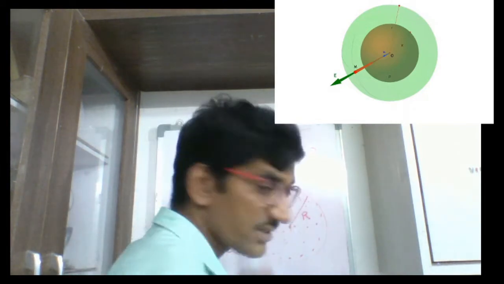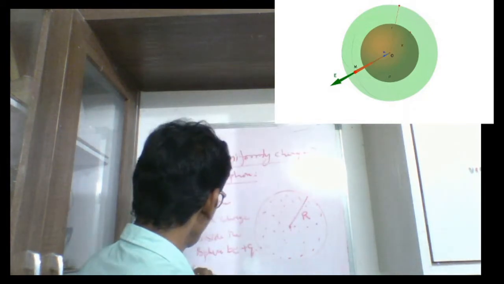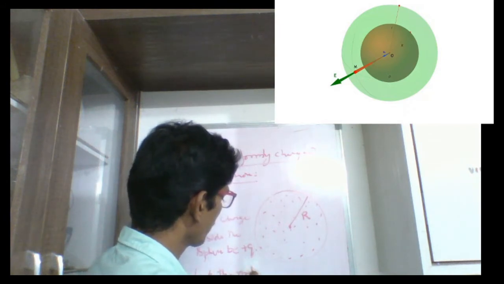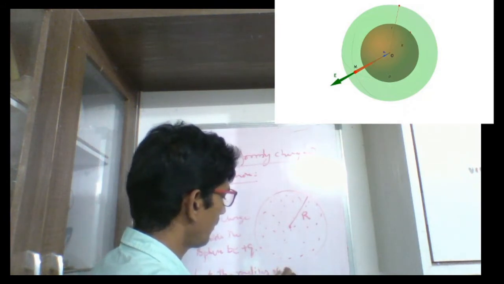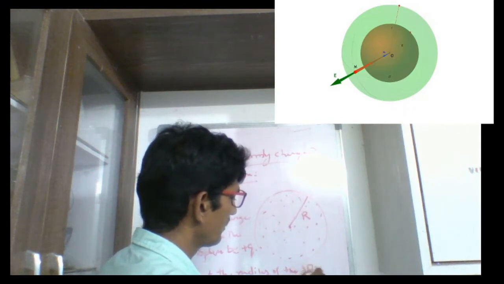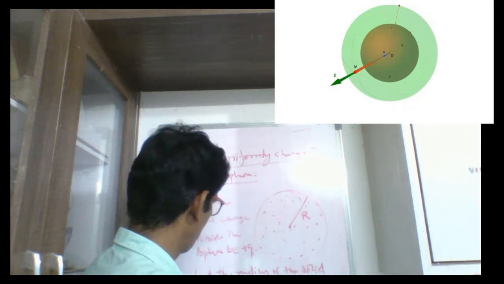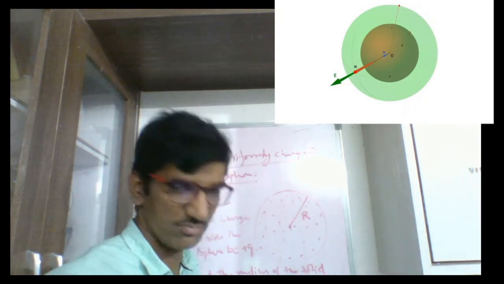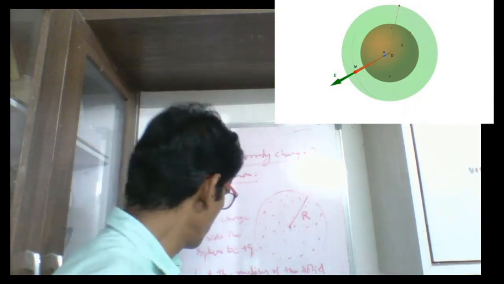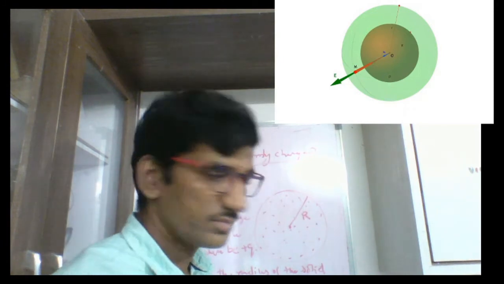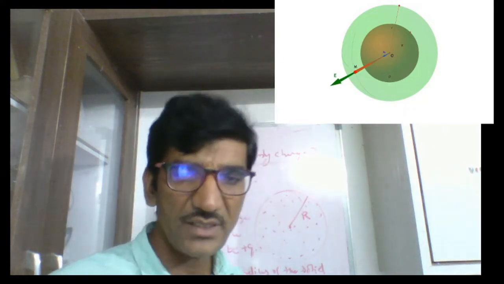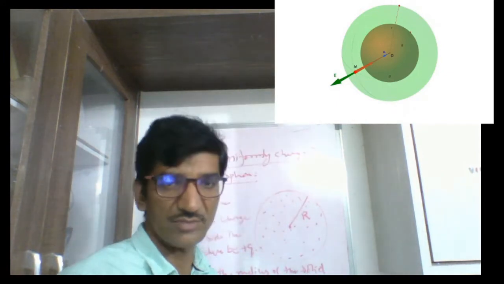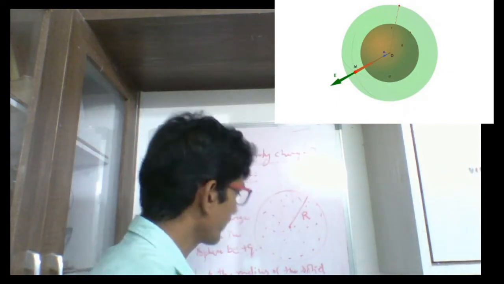What is the radius of this sphere? Let the radius of the solid sphere be capital R. So what is the radius of the solid sphere? We are assuming it to be capital R.